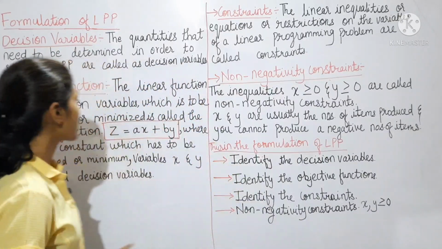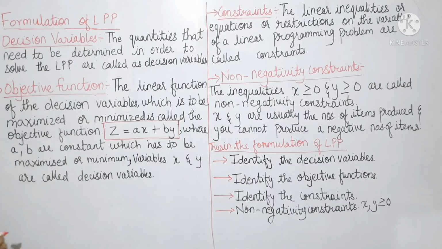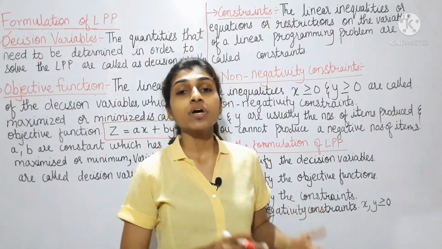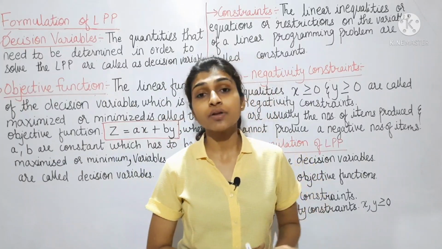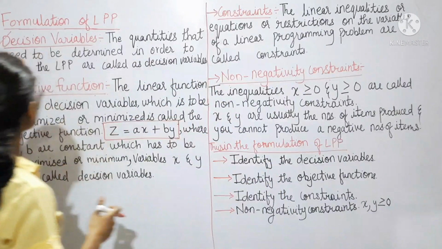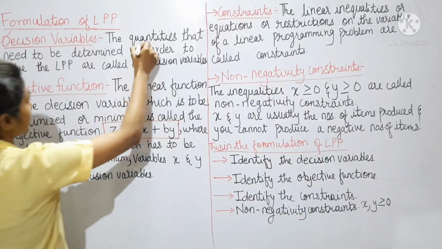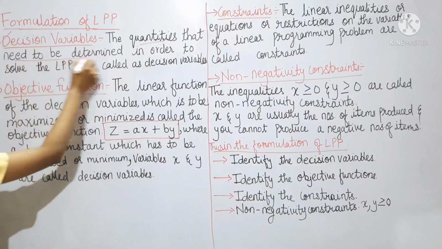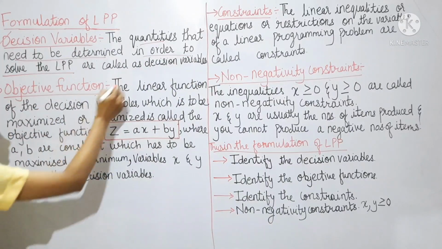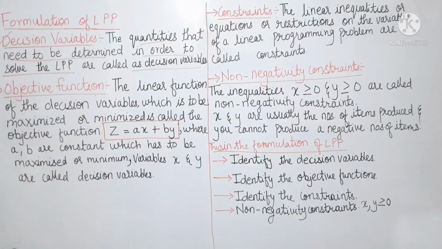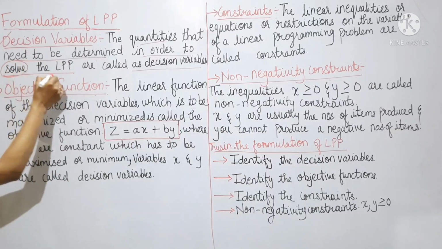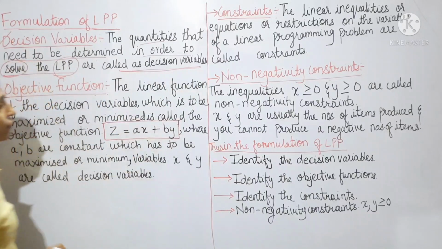So let's see what is decision variable. Now in the formulation of a linear programming problem, one has to decide the unknowns. These unknowns one has to find out. So this is called a decision variable. The quantities that need to be determined in order to solve the LPP are called decision variables.